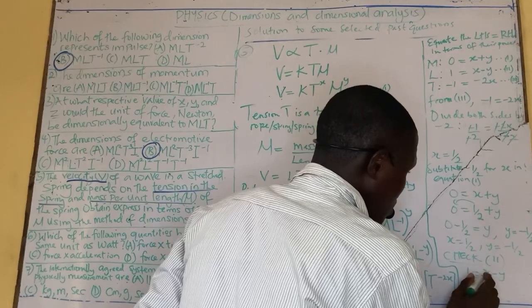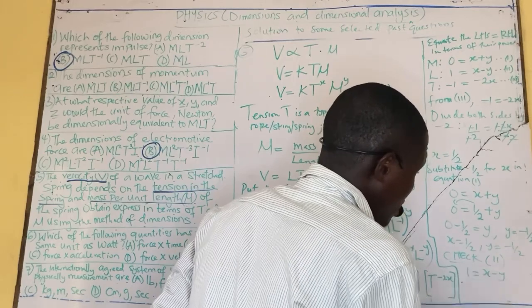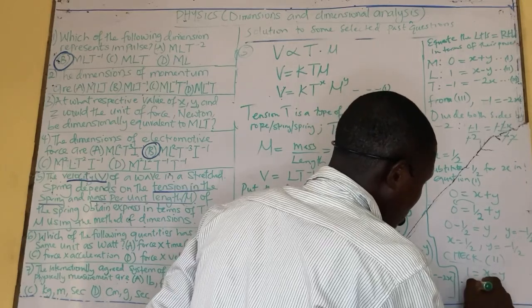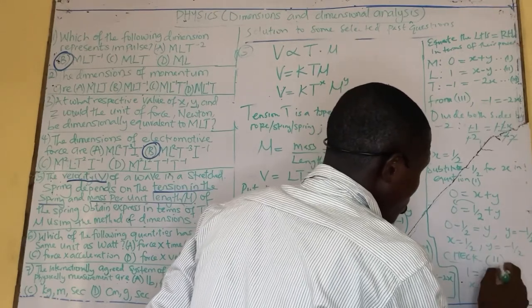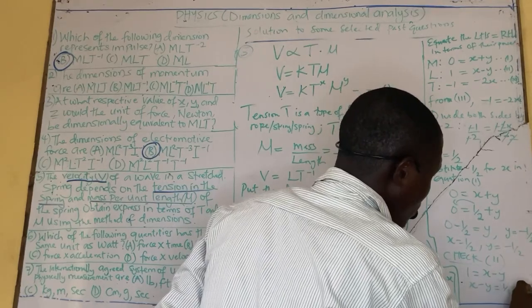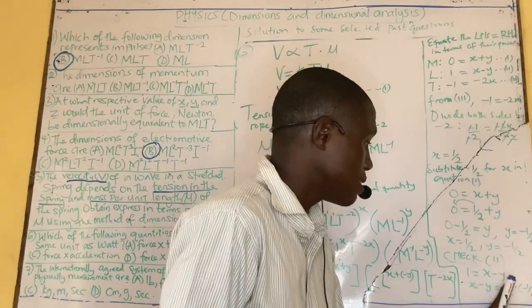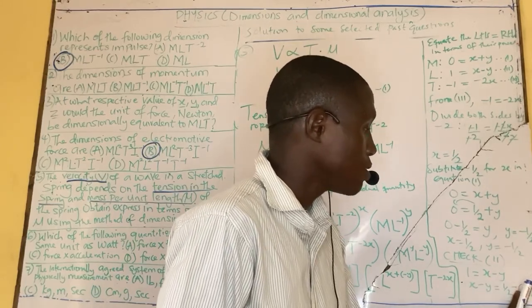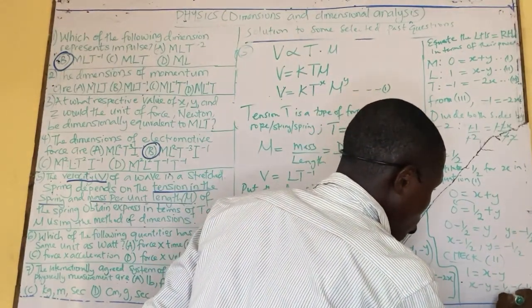X minus y, they said it is equal to 1. Let's see. What is your x? X is 1 over 2, minus, what's your y? Minus 1 over 2. So x minus y is the same as 1 over 2 minus minus 1 over 2. The minus and minus become plus. So therefore 1 over 2 plus 1 over 2 equal to 1.